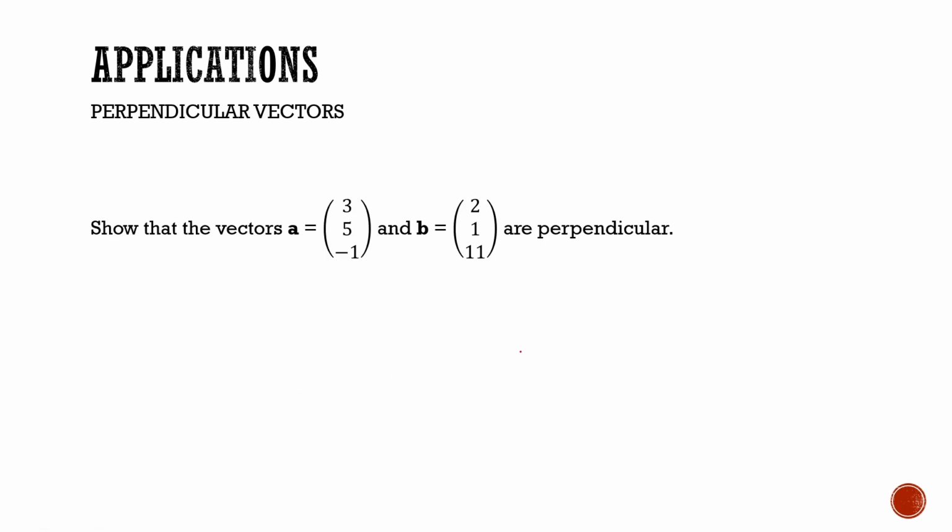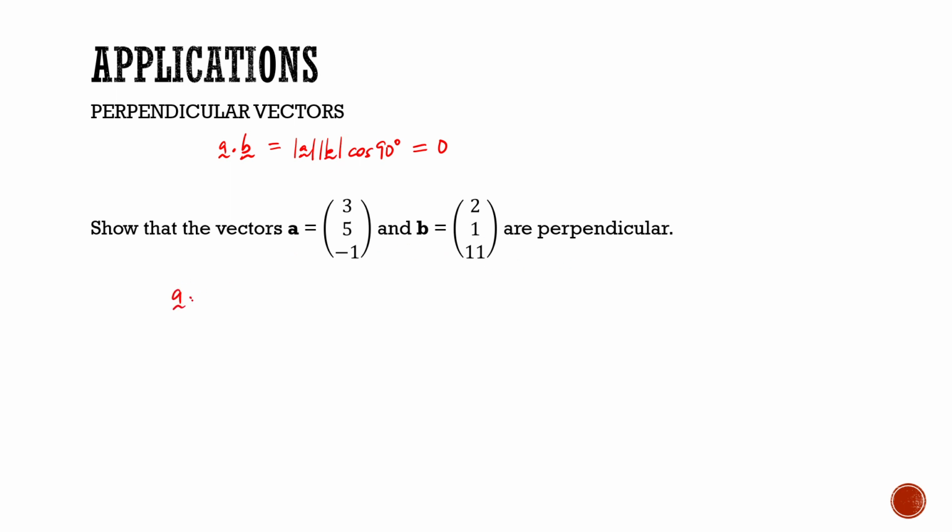Okay. The last application really is perpendicular vectors. We know that if two vectors a and b are perpendicular, then a dot b is going to be the magnitude of a times the magnitude of b times the cosine of 90 degrees, which is 0. So that means the dot product of two vectors which are perpendicular is 0. So if you're asked to show that two vectors are perpendicular, you simply have to calculate their dot product.